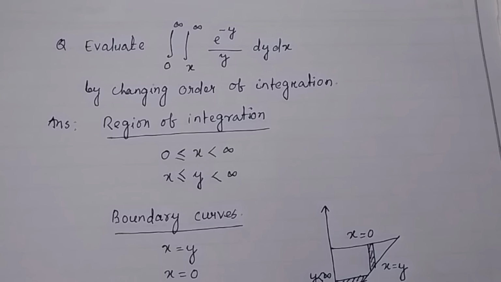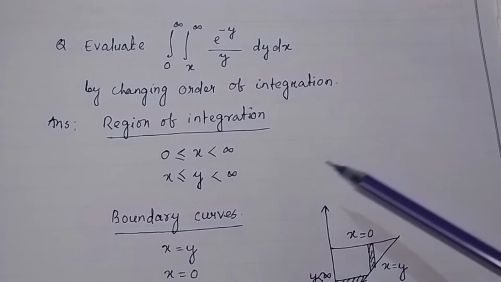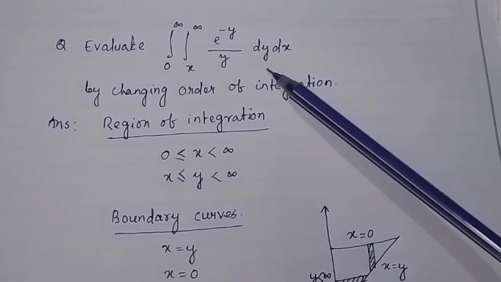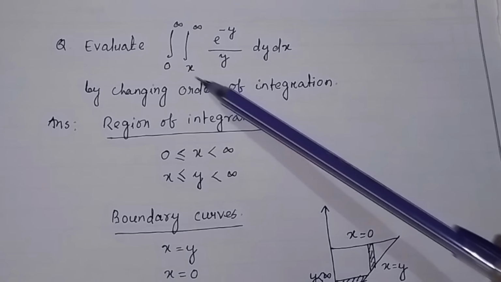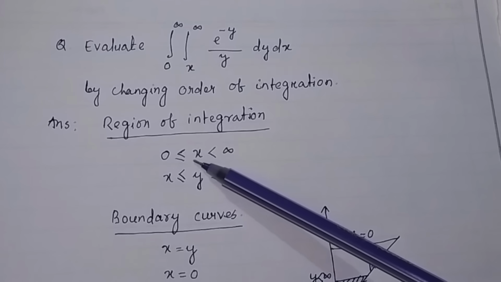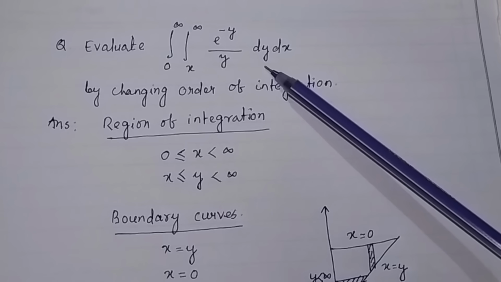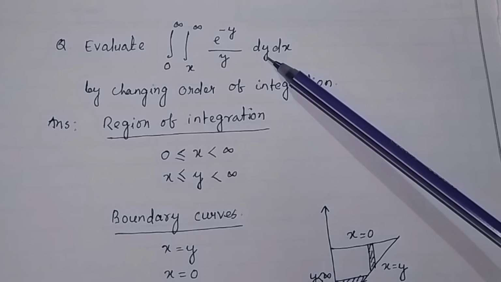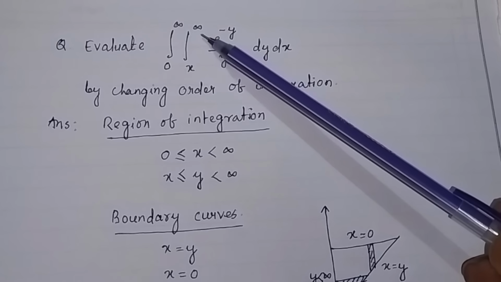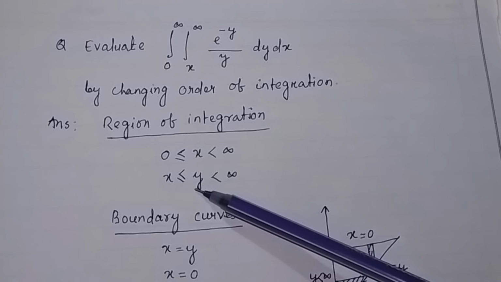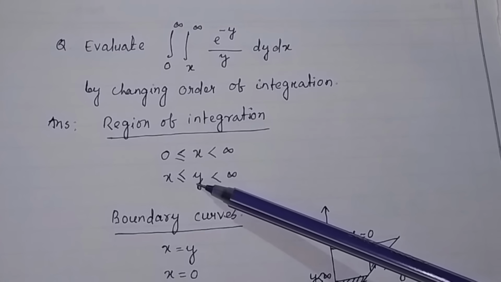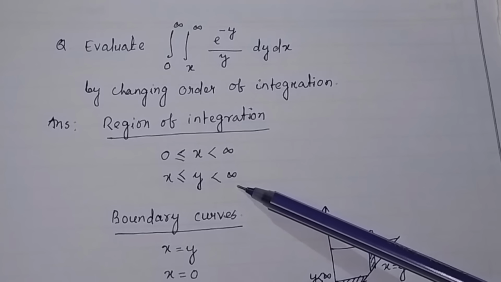So to find the value of the integration by the method of change of order of integration, first we have to identify the original limits. And here the original limit for the outer integral x is from 0 to infinity. So x lies between 0 and infinity, and the limit of the inner integral is from x to infinity. So the inner integral is y, so y is from x to infinity.